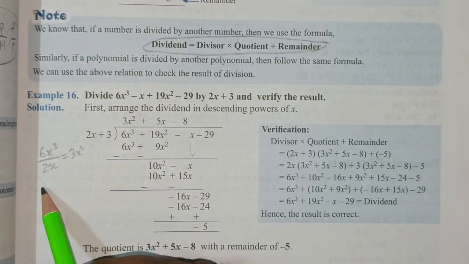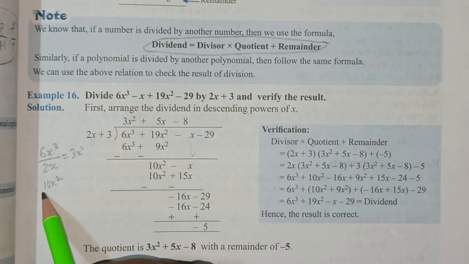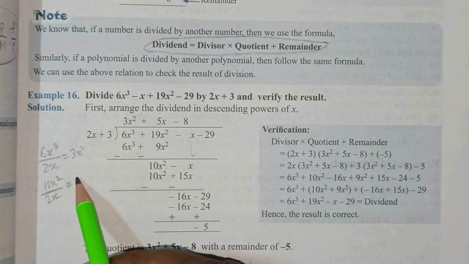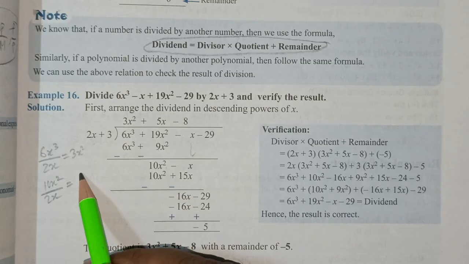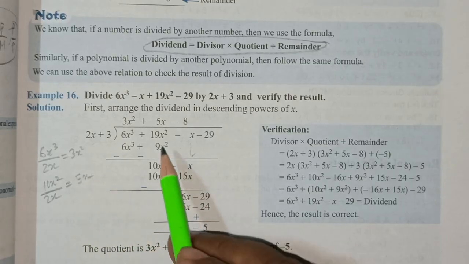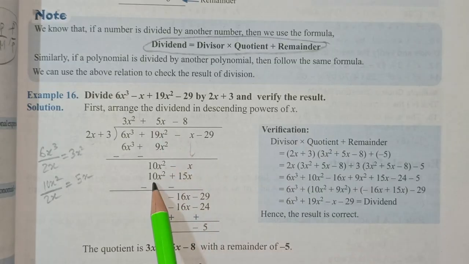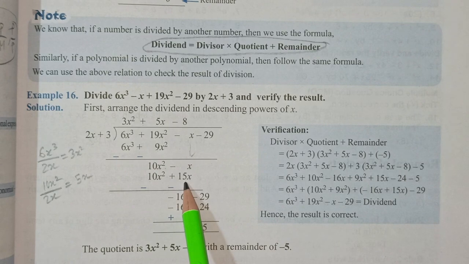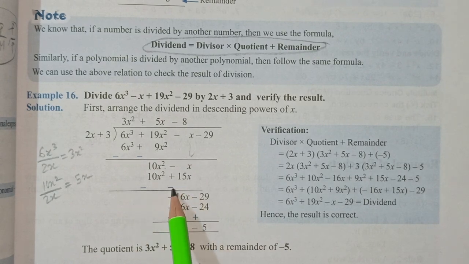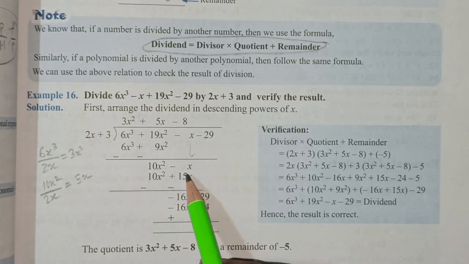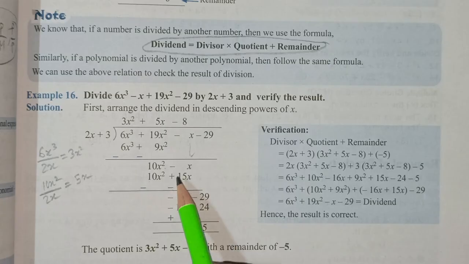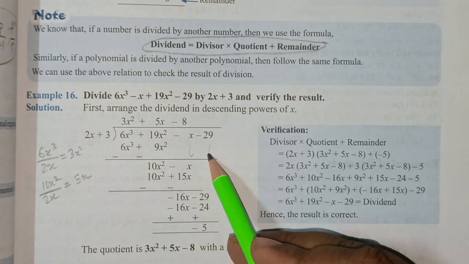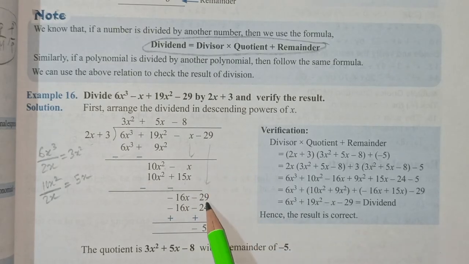Next we are going to concentrate on 10x square. So next is 10x square divided by again 2x. What do you get? Tell me. The result is 5x. So you just multiply by 5x, again 10x square. Next 3 into 5, 15x is x. Change the sign because of subtraction, and this is the result. These two again cancel out. Now 15x, this is minus 15 minus x. The result is minus 16x. Again you bring this term over here, minus 29.